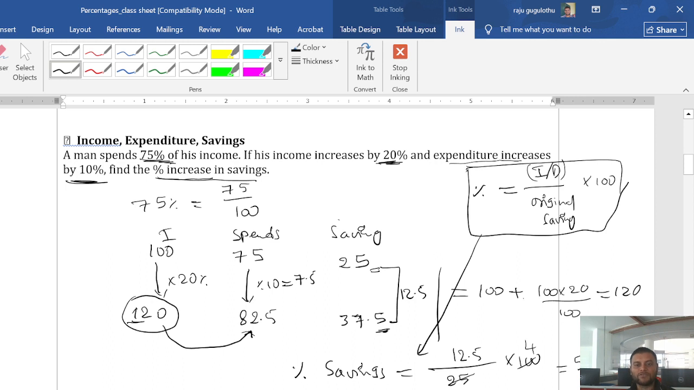Yes, it is 50%. So we can say that person's saving increased by half, 50%. You can see 25 was his original saving, and half of that, that is 12.5, that is 50% of his saving, is increased, and it is becoming 37.5. So the answer for this question is 50%. The percentage change in savings will be 50%.